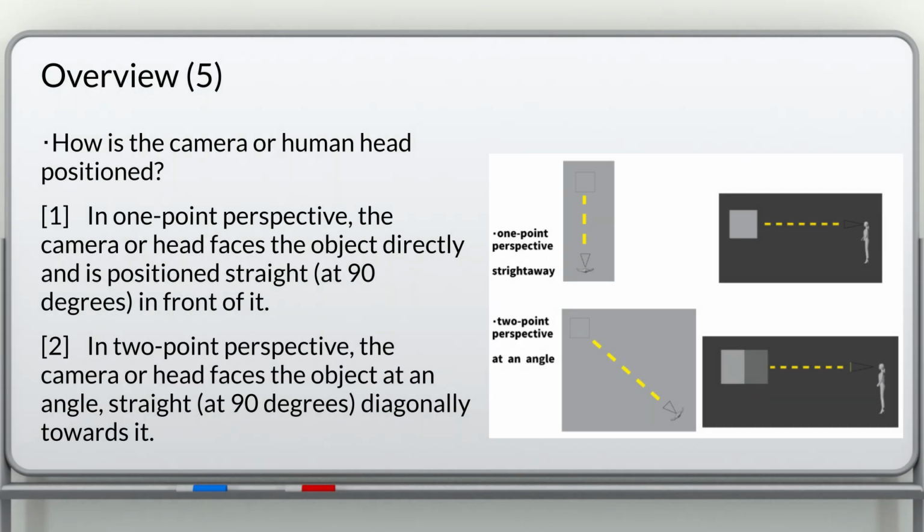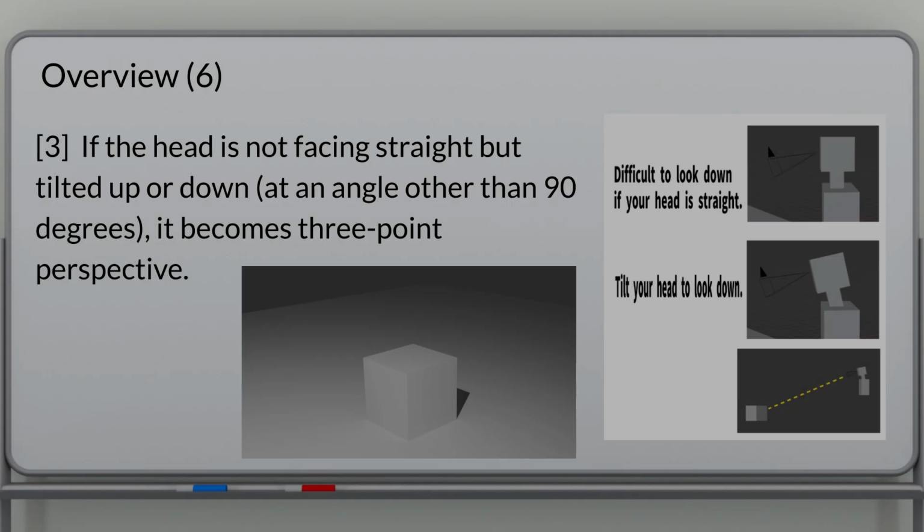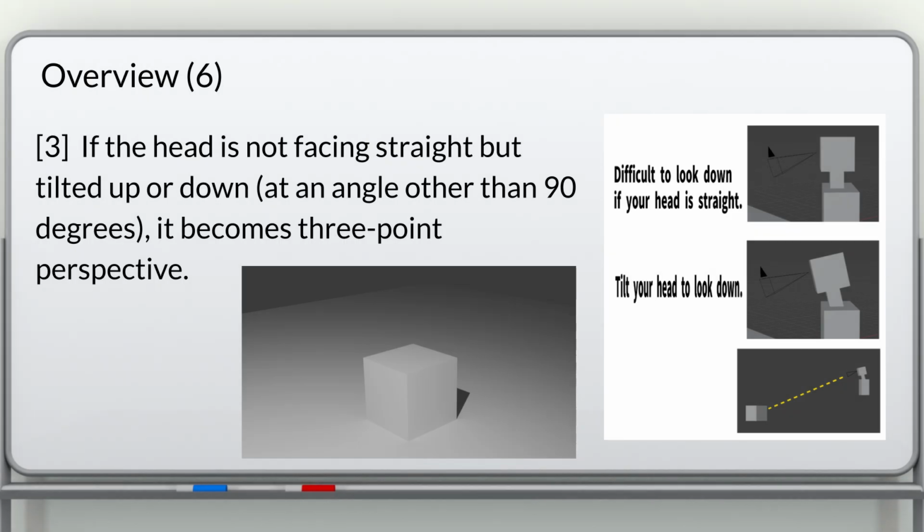How is the camera or human head positioned? In one-point perspective, the camera or head faces the object directly and is positioned straight in front of it. In two-point perspective, the camera or head faces the object at an angle, straight diagonally towards it. If the head is not facing straight but tilted up or down, it becomes three-point perspective.